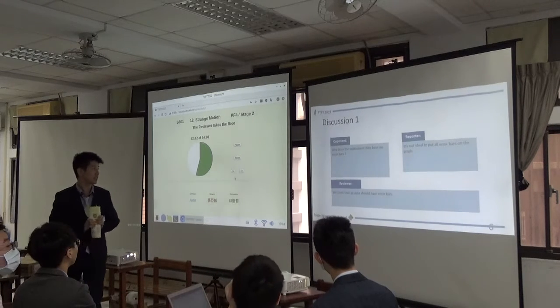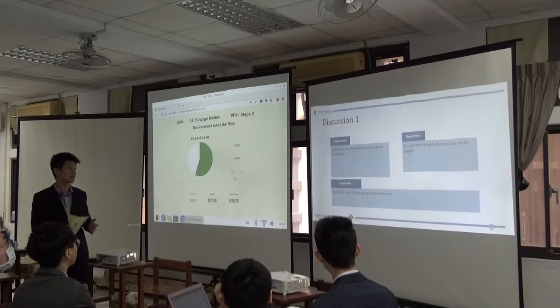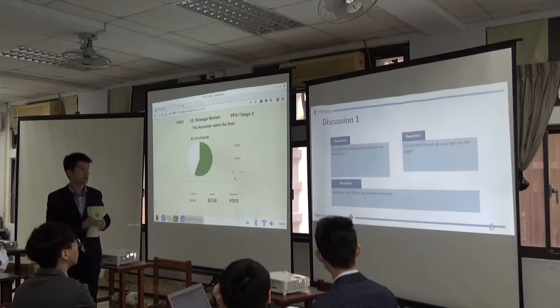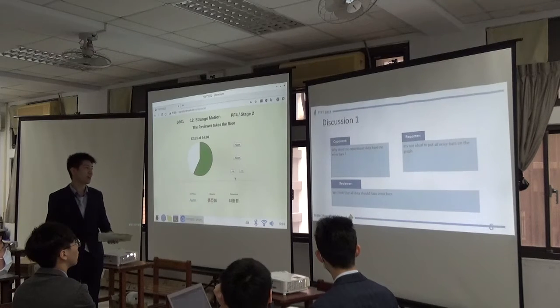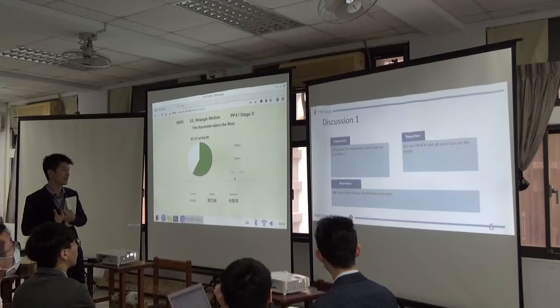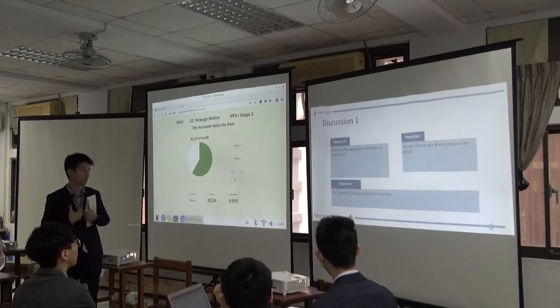Here's the discussion, and the first one, the opponent asked, why does the experiment data have no error bars? And the reporter said, it's not ideal to put all error bars on the graph. And for our view, we think that all data should have error bars, so they should be put on.